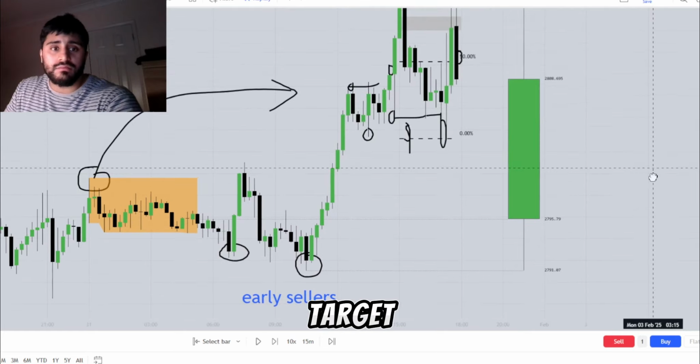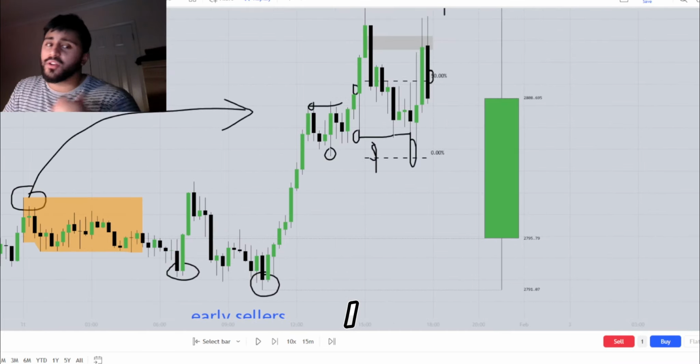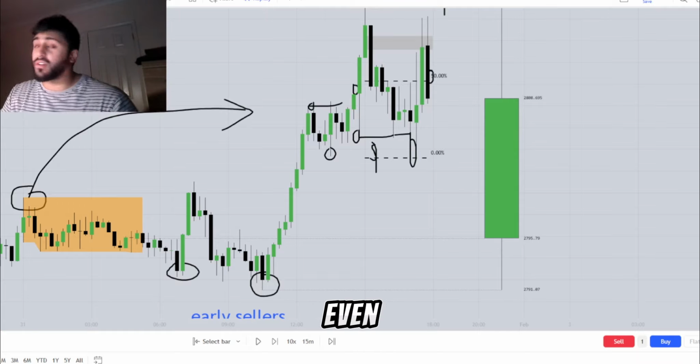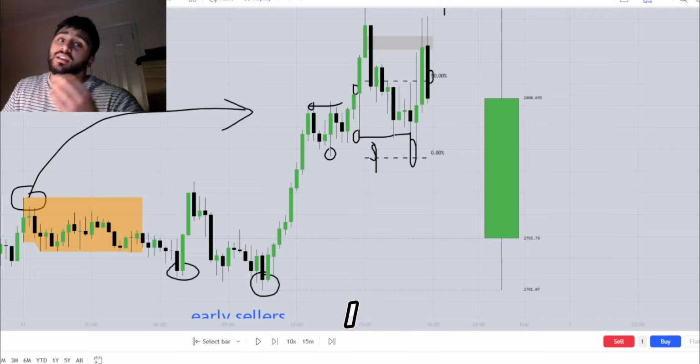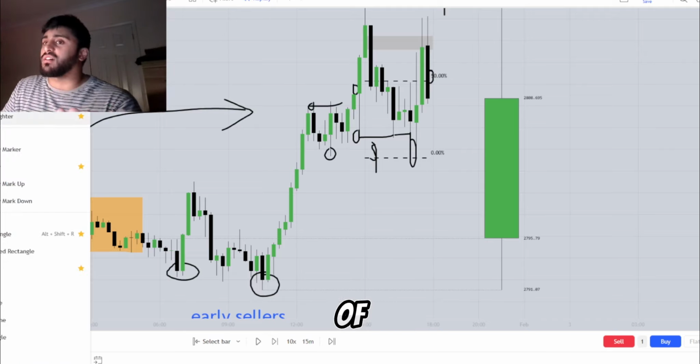Where are you going to target? Targets are very important, right? I don't like to hold my trades for a very, very long time because they could reverse on me. I could get stopped at break even. I could even lose the trade, which obviously messes with my psychology. So one thing I like to do is be very fixed with my targets, right?